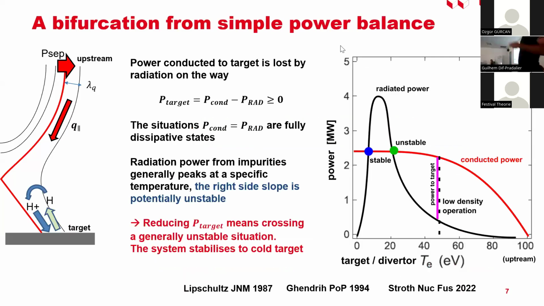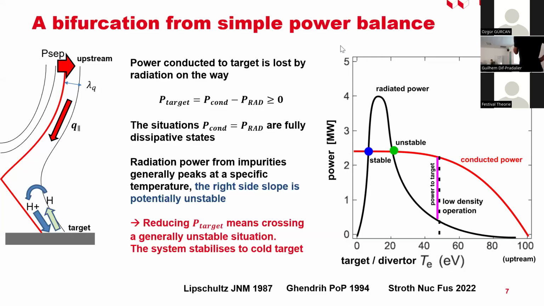So the first way to understand how a bifurcation could happen in the divertor is the following. We have power conducted by electrons toward the target, and imagine that it has to be balanced with a certain amount of radiation. So how much goes to the target is simply how much is conducted minus how much is radiated. And this is greater than 0. At least it cannot go negative, for stability. And the situation where everything is radiated is called the fully dissipative state of the divertor.